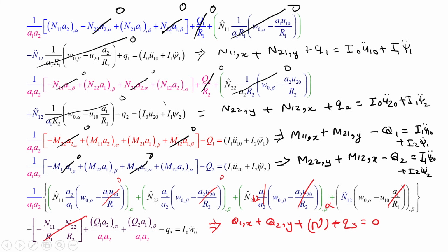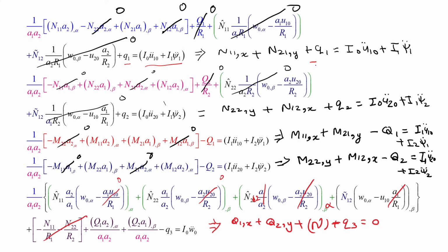So from the linear terms, these will not contribute. Again in the nonlinear terms, 1 by r1 is there, so r1 is infinity, and this will also not contribute. The second term of nonlinearity will also not contribute, plus loading and dynamic inertia resultant. So 1 means x; if you write n11 it is fine, or if you want to write in terms of nxx, that is also fine. So n11 comma x plus n21 comma y plus q1 equal to I0 u1 double dot plus I1 psi1 double dot.